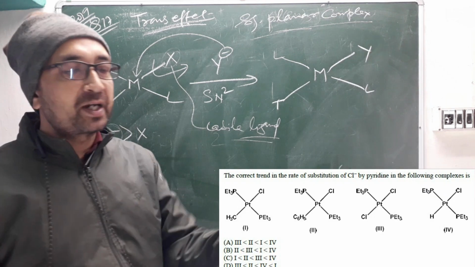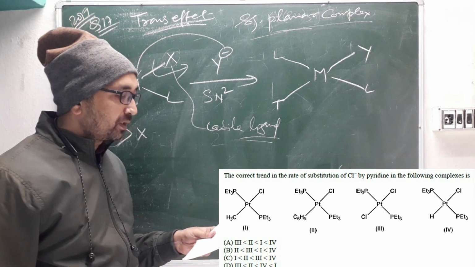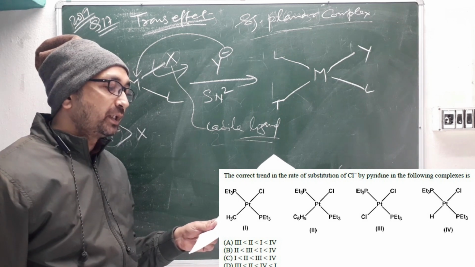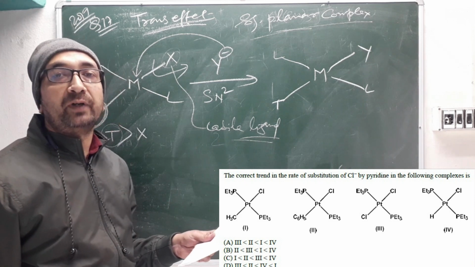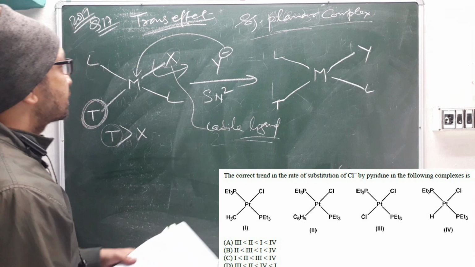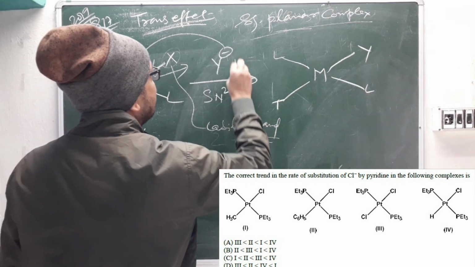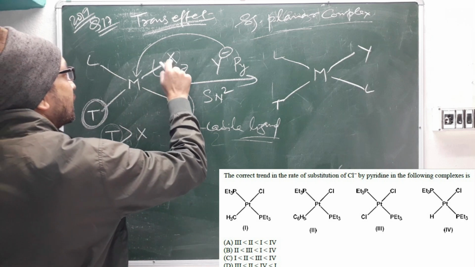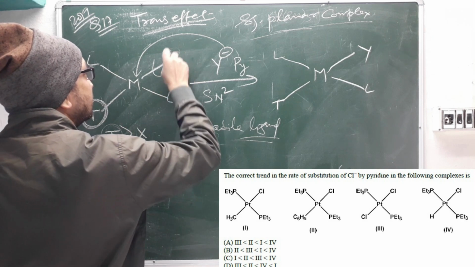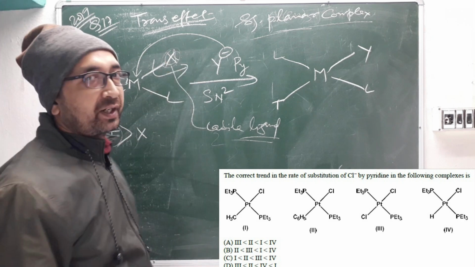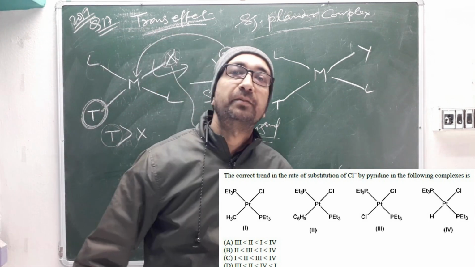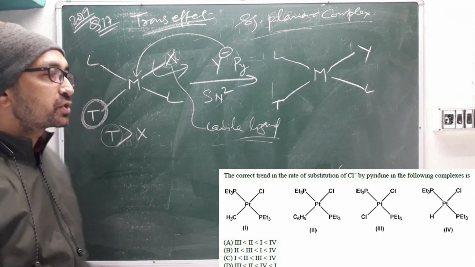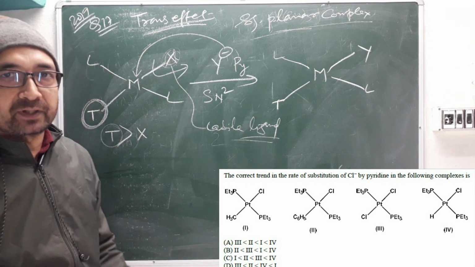You just have to see which group is attacking and which group is going; that will be mentioned in a question. For this particular question, they have mentioned the substitution of chloride by pyridine, which means the pyridine will be the nucleophile, right? Instead of Y, they want pyridine to attack here, and instead of X, they are putting chlorine over here. So chloride is getting substituted by pyridine. That they will mention in a question. So you just have to follow this trans effect series.